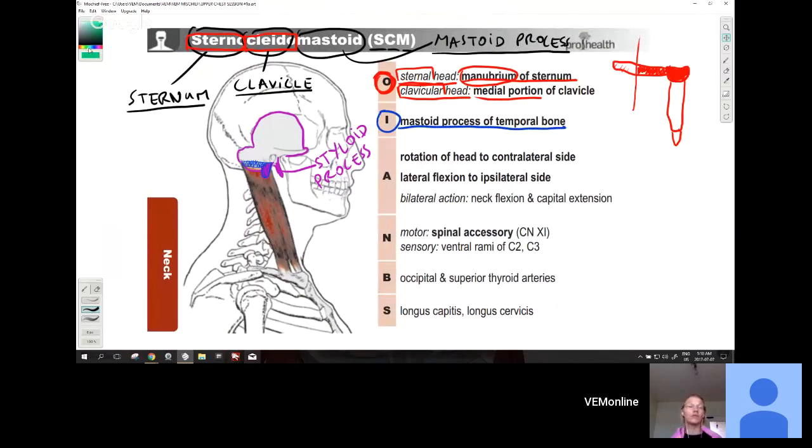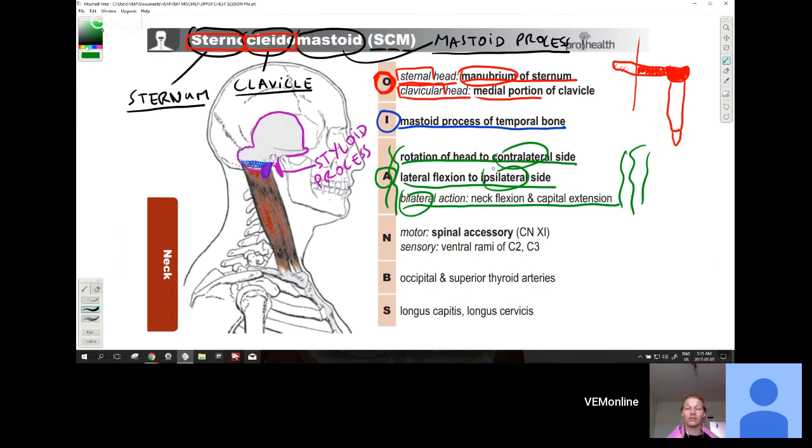But let me switch to my video in a bit, and then I'll show it on my body, so it's 100% clear. So action: rotation of the head to the contralateral side, lateral flexion to the ipsilateral side, and bilateral action, neck flexion and capital extension. There are quite a few funny words here, okay? Bilateral, ipsilateral, contralateral.